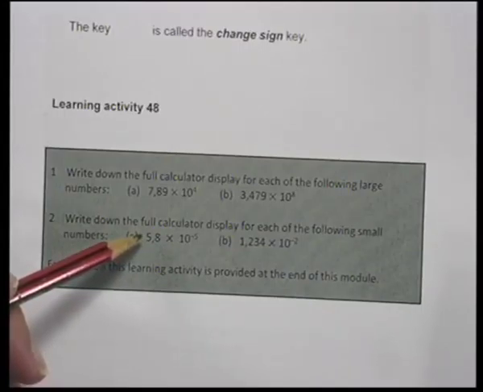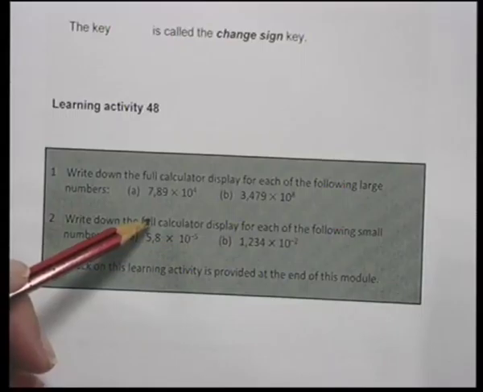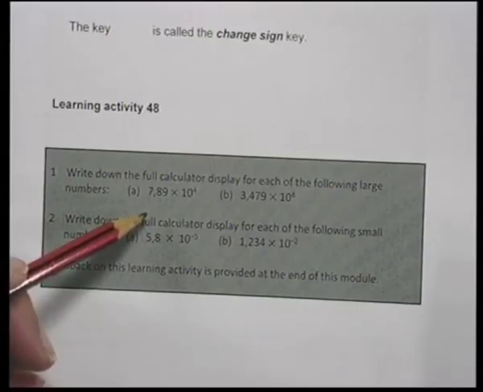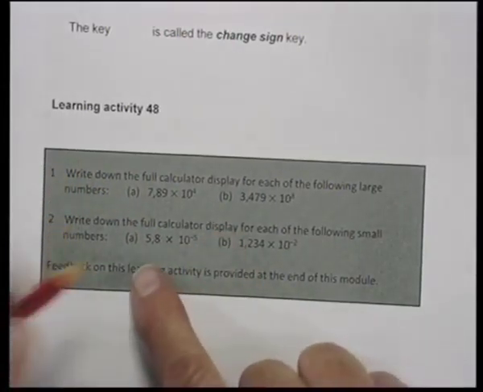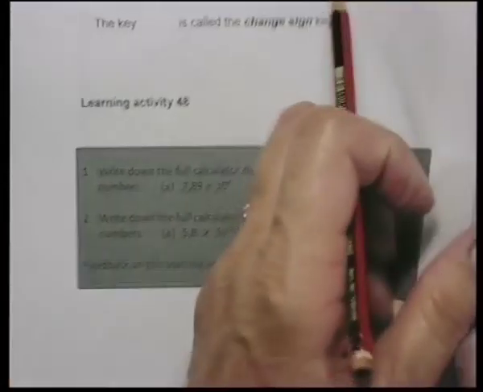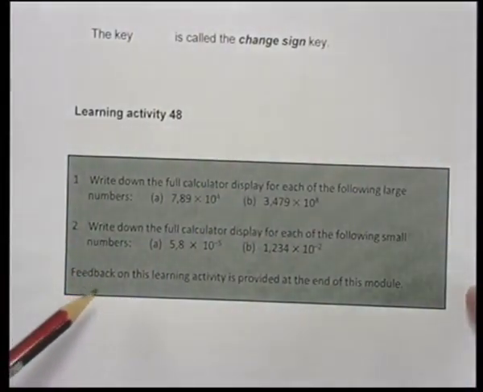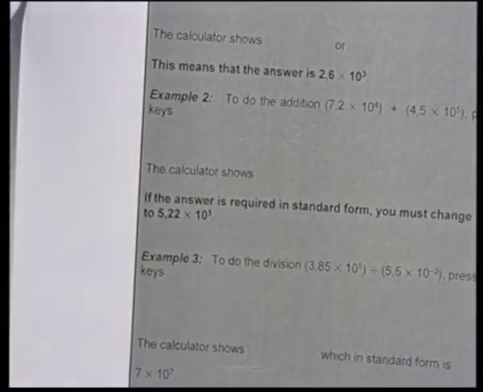5.8 times 10 to the power. Where is it now on this calculator? The power negative 10. So it will give you a very small number, this one. And this one is not so very small because it's only negative 2. They say the feedback on these learning activities is provided at the end of this module. So if you are not sure about the answers, you can have a look at the back of your module and see there.